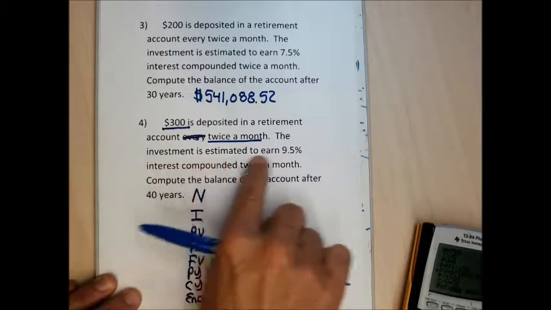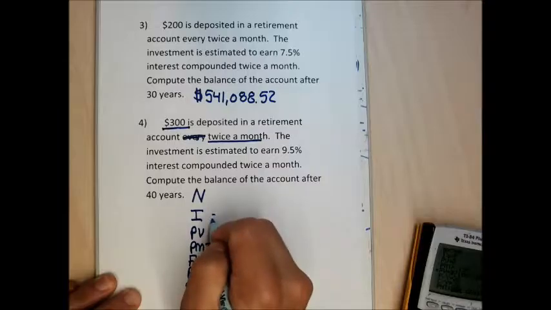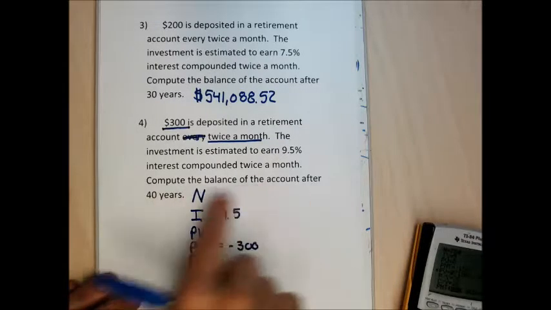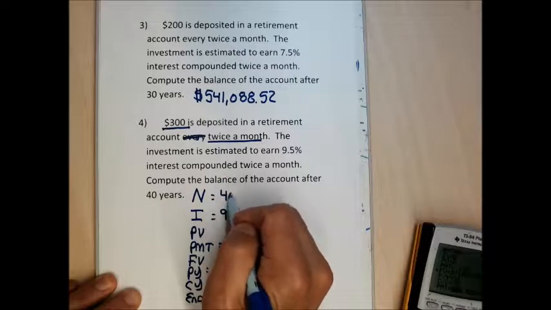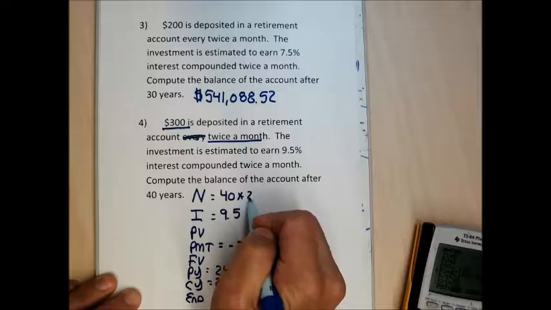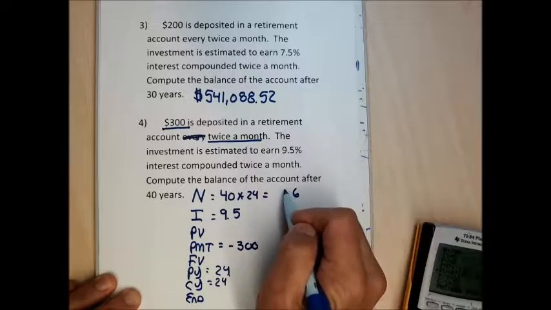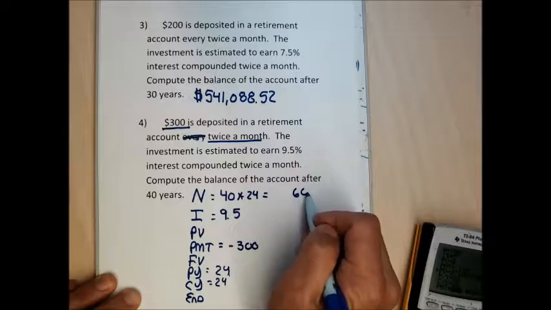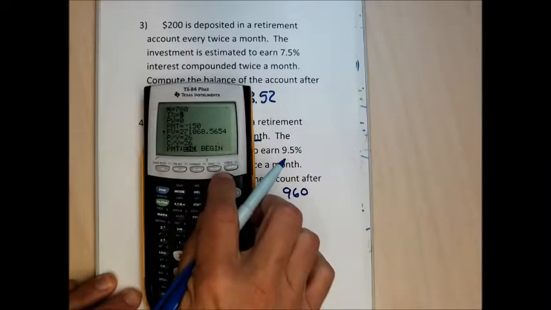The investment's going to earn 9.5% interest compounded twice a month. That gives me an I of 9.5. And then compute the balance in the account after 40 years. The N is going to be the number of years, 40, times 24. What's that, 16... I think that's 960. Let me just go to my calculator and make sure that's the case.